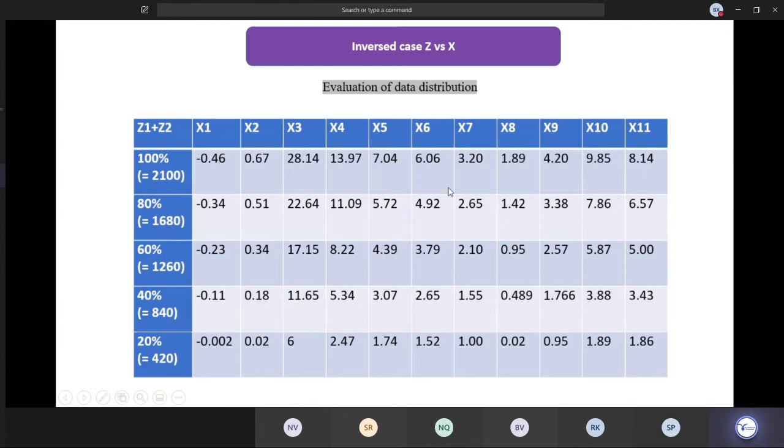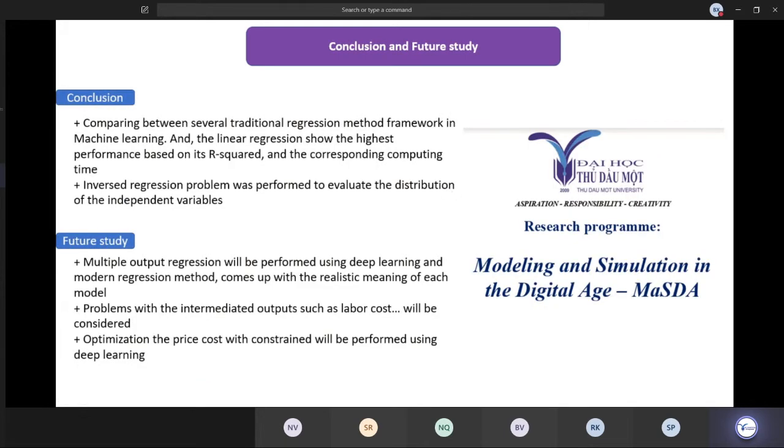Okay, for the conclusion and future study, based on our result: in our study we compared several traditional regression method frameworks in machine learning. Finally, the result shows that linear regression has the highest performance based on its R square and also the corresponding computing time. We also performed the inverse regression problem to look more into the insight of the data.